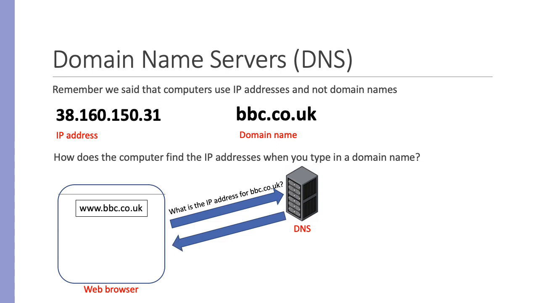It will then return this IP address to your web browser. So your web browser has made a query to the DNS: What is the IP address for bbc.co.uk? The DNS has then looked up that domain name and returned the IP address to your web browser. So now your web browser has that IP address. It can then establish a connection to a web server.